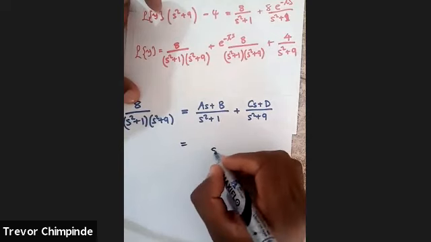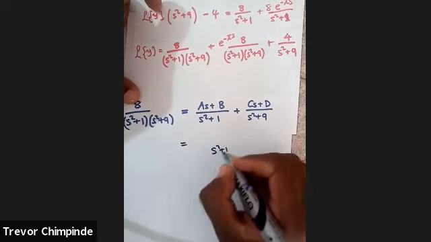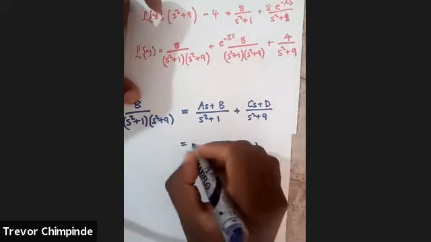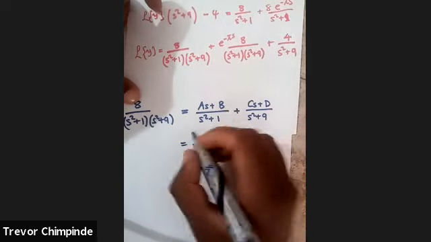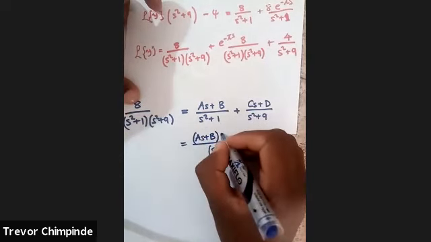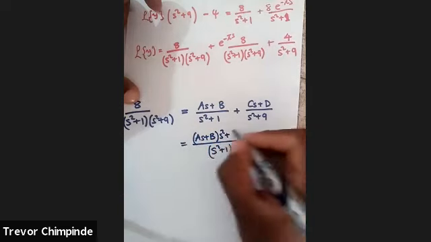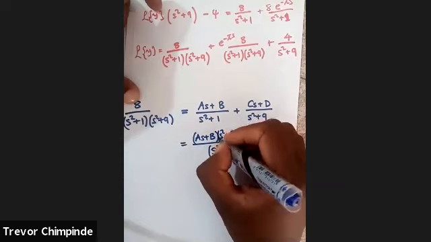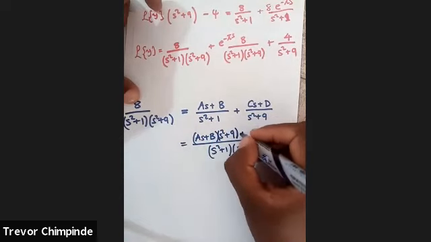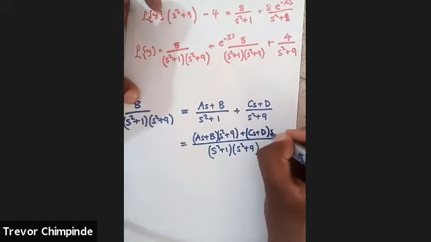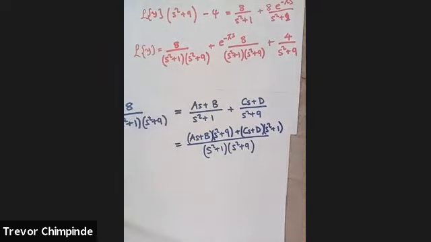If we get the common denominator here, we have s squared plus 1, s squared plus 9. The numerator is (as plus b)(s squared plus 9), then plus (cs plus d)(s squared plus 1). So this is what we have.